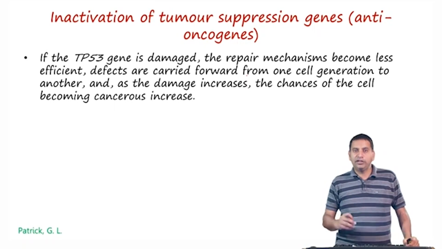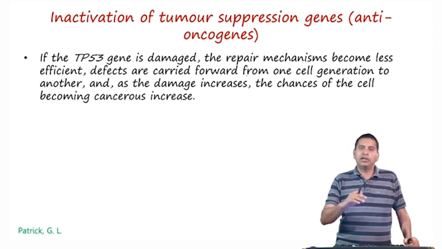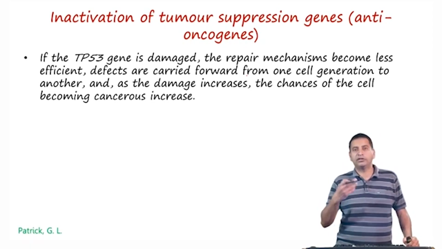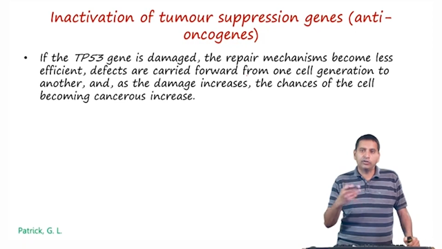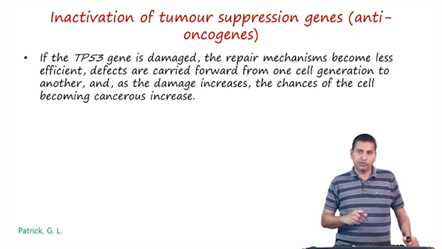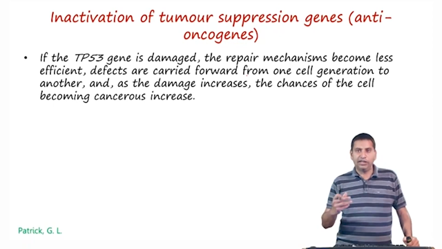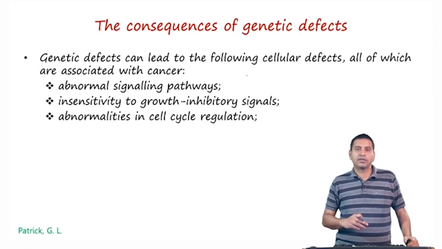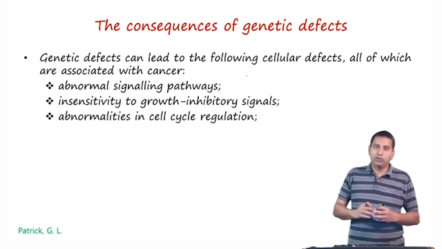If the TP53 gene is damaged, then the repair mechanisms become less efficient. Once the repair mechanisms inside the cell become less efficient, the defects are carried forward from one cell to the other, and from one generation of cells to another. During this process, because of the damaged repair process, the level of damage actually increases. Because there is a lot of DNA damage inside the cell, the chances of the cell becoming cancerous increase. These genetic defects have many consequences, some of which are listed below. Some of the genetic defects associated with cancer can lead to abnormal signaling pathways.